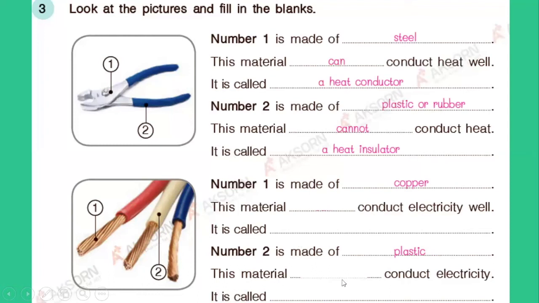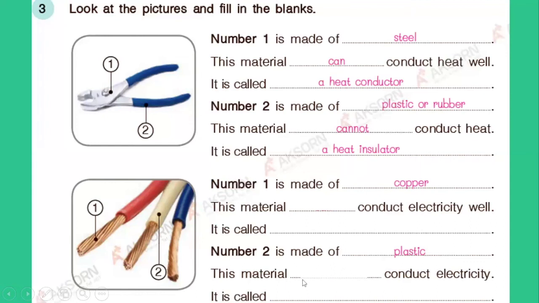Tell me, please, can this material conduct electricity or cannot conduct electricity? If you think that number two, plastic, can conduct electricity, write it down, can. If you think it cannot conduct electricity, write it down, can't, cannot conduct electricity. And depend on your answer.